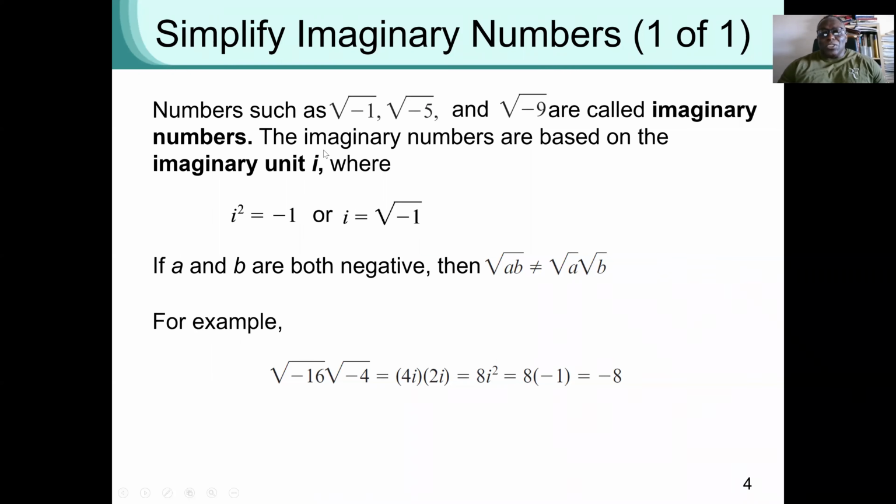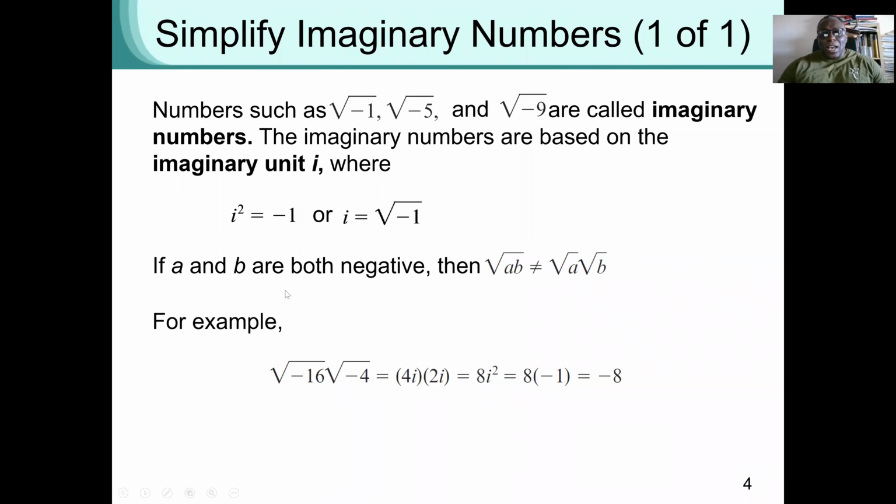So here we say the imaginary numbers are based on the imaginary unit i, where i squared equals negative 1. So i squared, the imaginary unit i squared, always equals negative 1. Or we say i equals square root of negative 1. So that's one of the main rules of simplifying imaginary numbers.